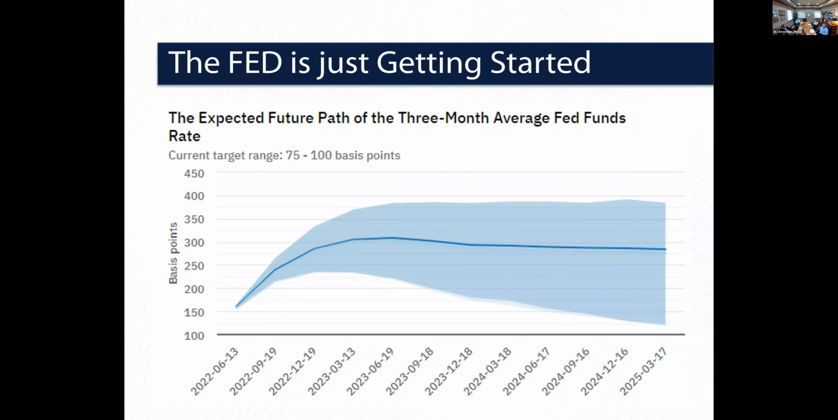But that could change. So given what we just talked about, and nobody really knows how successful the Fed will be, whether it's a soft landing or a hard landing, how does that then affect how we position? I think that's actually the next slide.